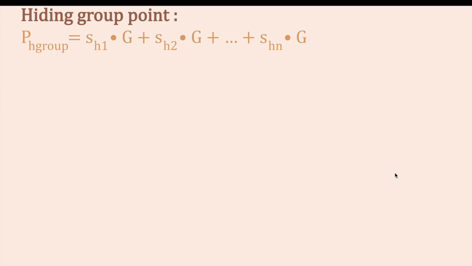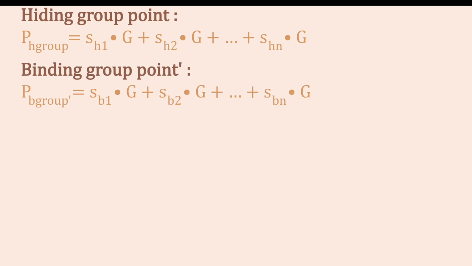And the hiding group point, well, when we sum all the points, the constant term times G, and we sum it all, that gives us the hiding group point. And if we do the same for the bindings, the constant term of the binding polynomial times G of all participants, if we sum it all, that gives us the binding group point, the pre-point.